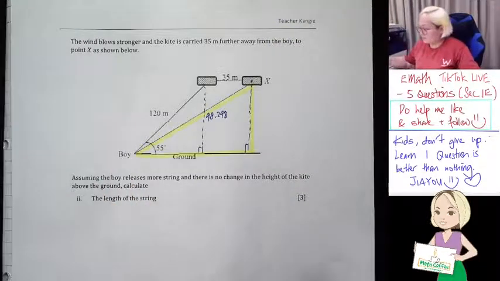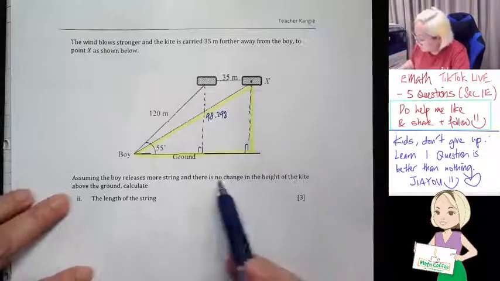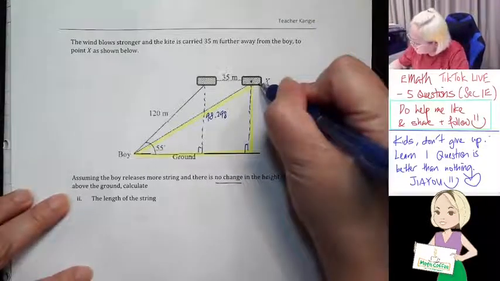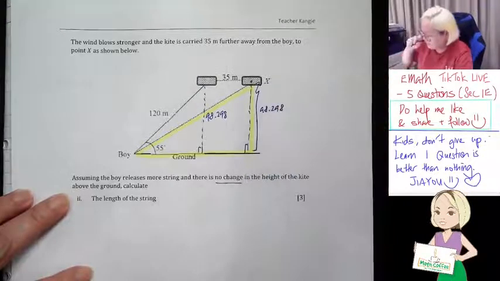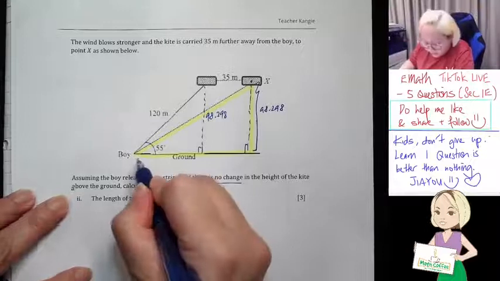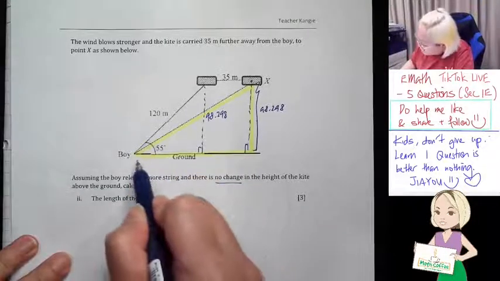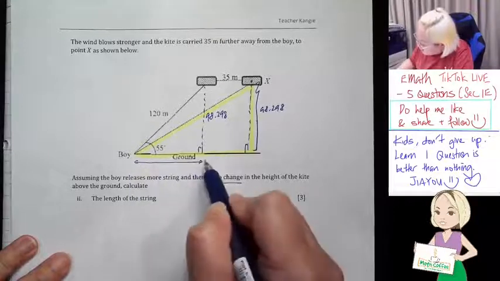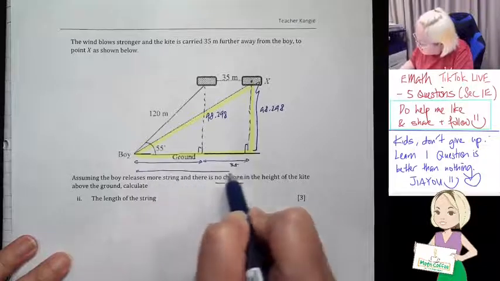So how am I going to use this triangle to find? Easy. Because the height of the kite, they say the height of the kite remains no change. So that means from here to here, it is still 98.298. So now your task is to find out what is this value first. Because I need to find this and then I plus this, which is the 35. So I can find the whole thing here.